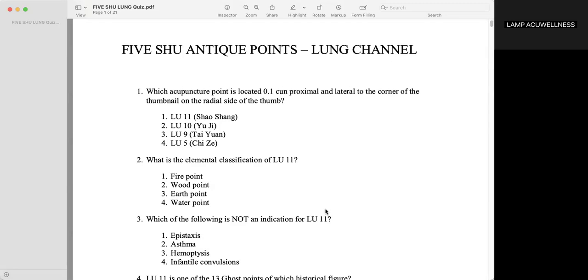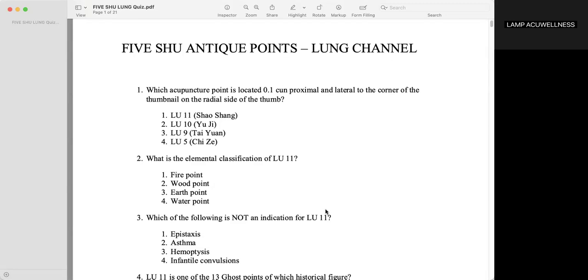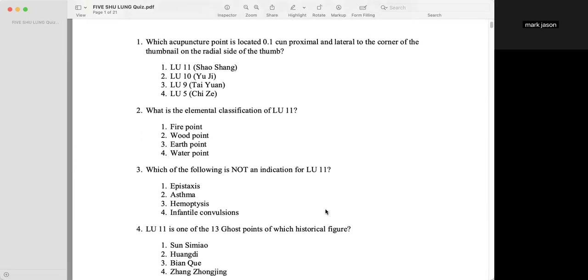Now let's review the 5 Shu points on the lung channel. Number 1, which acupuncture point is located 0.1 tsun proximal and lateral to the corner of the thumbnail on the radial side of the thumb? Number 1, Lung 11, Shaoshang.